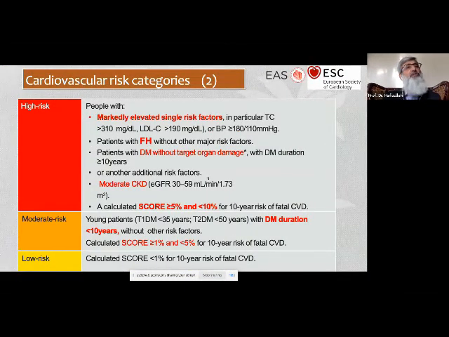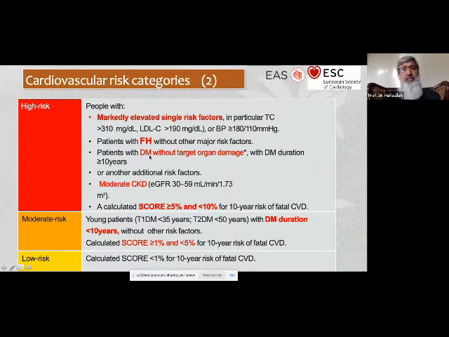category. What is high risk? Now, people who have a single elevated risk factor, which means if the cholesterol is very high, how high? More than 310, and LDL more than 190, or who have even blood pressure more than 180 millimeters of mercury. So these people who are either hypertensive or have high cholesterol also become high risk. Those people who have a familial history of hypercholesterolemia are at risk.